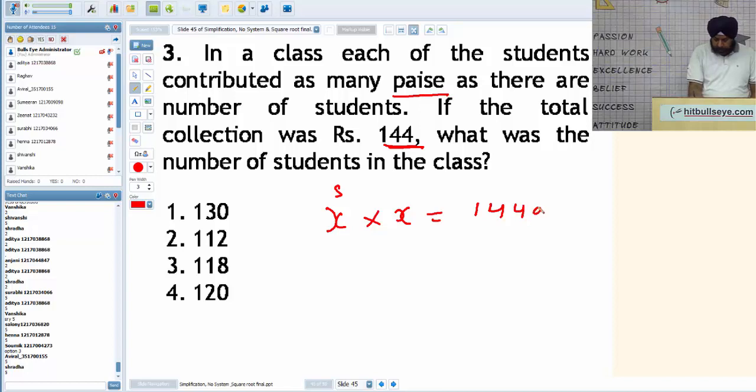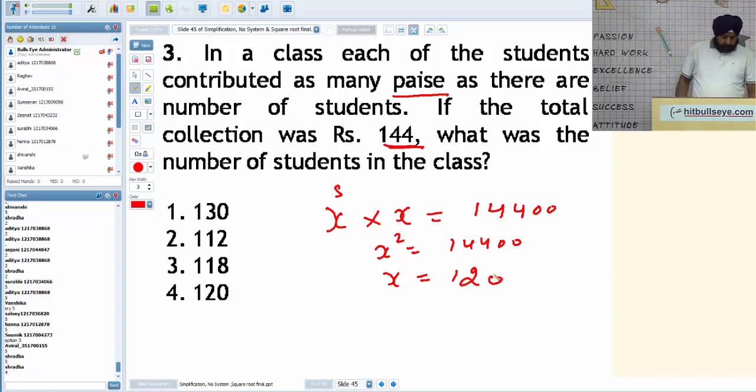So in paisa this is 14400. So X into X, X square is 14400. So X comes out to be 120. Absolutely, all of you are correct. It's the fourth option that is the answer.